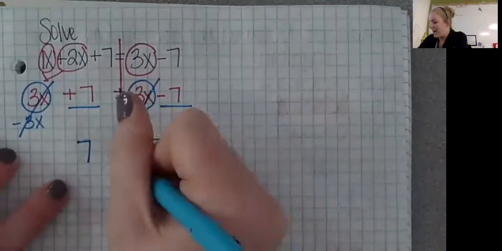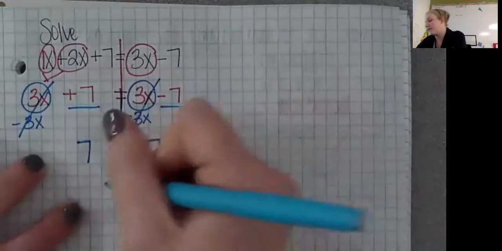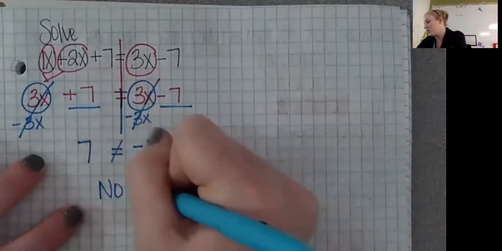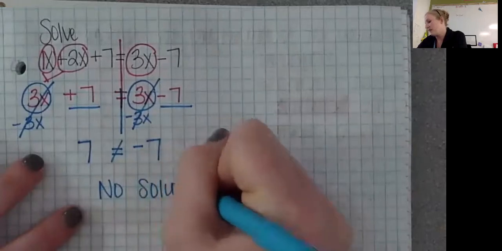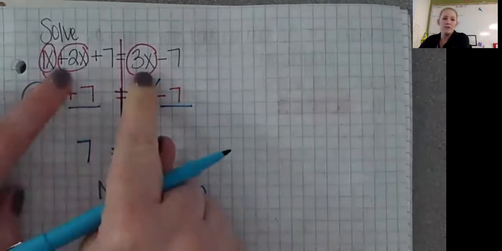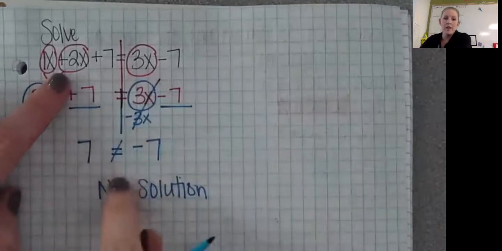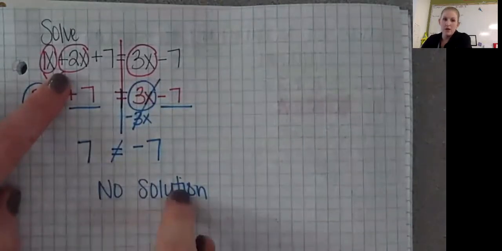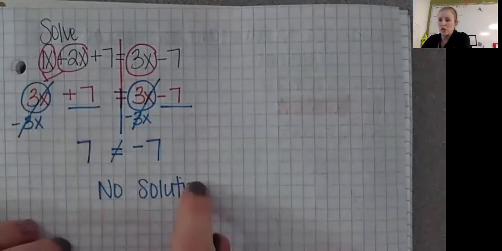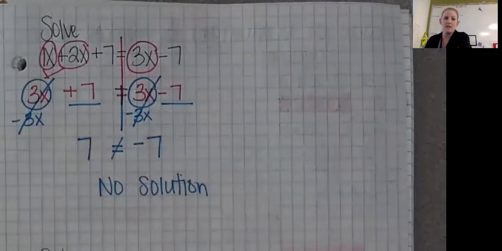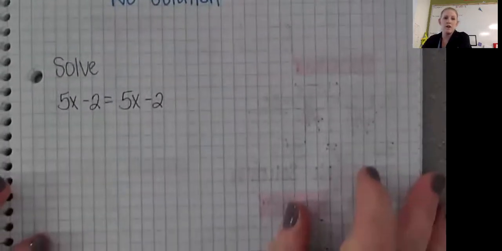7 does not actually equal -7, so this is a no solution, meaning there is no number I could plug in for x in this equation that would make this statement true. So there is no solution, no number that can be plugged in to give you the answer. All right.